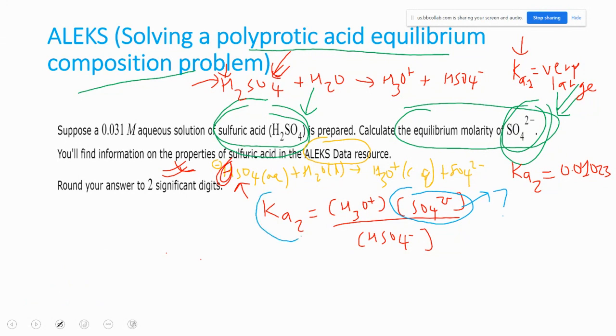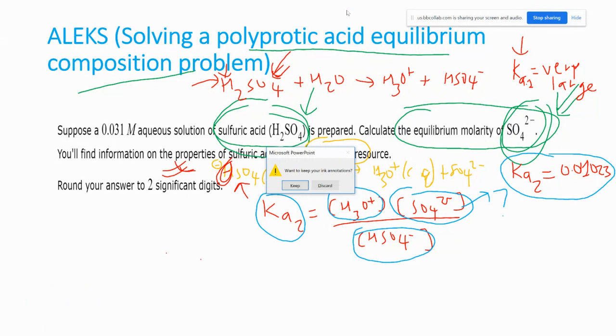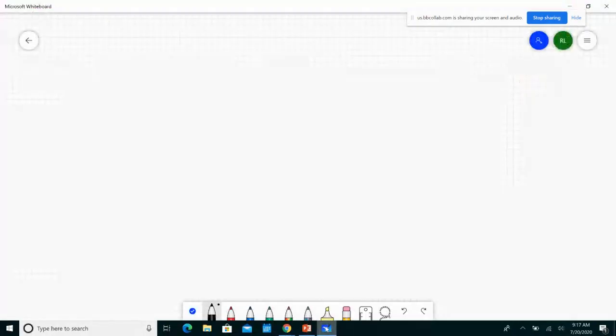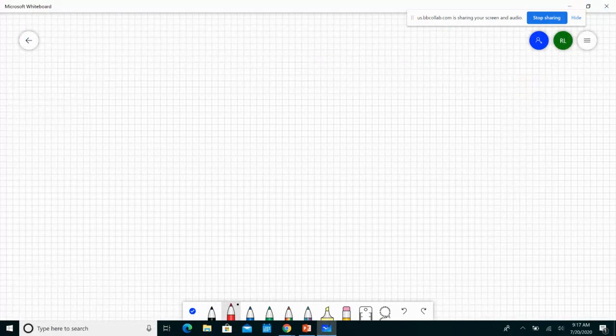I have my Ka2 from the Alex data source. That means if I can find the concentration of H3O plus in the solution, and then the concentration of HSO4 minus in the solution, then I should be able to figure out my sulfate anion concentration, or the equilibrium molarity of sulfate anion. Right, so the first thing that I'm going to do, I don't think I'm going to have space here, so let's keep this for right now. All right, the first thing I'm going to do here is use my first reaction.